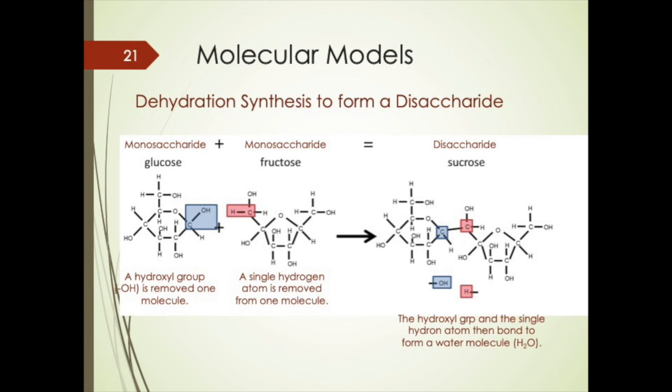And this isn't the only example. This is just sugars, right? There may be other things like complex molecules that could change this dramatically. We can do this same thing, dehydration synthesis, to form disaccharides between glucose and fructose. So glucose and fructose are called monosaccharides. These are one sugar, right? Mono meaning one, saccharide meaning sugars.